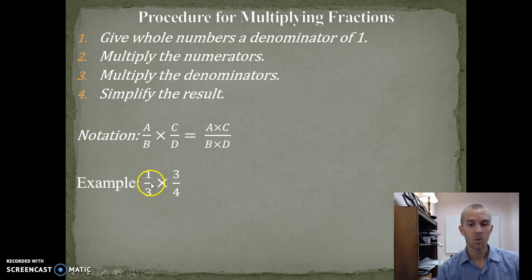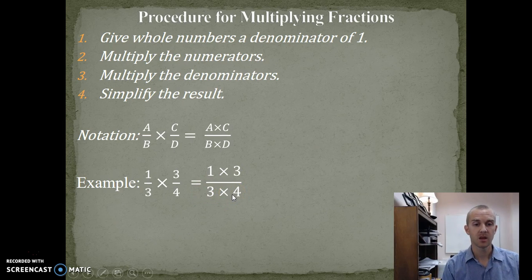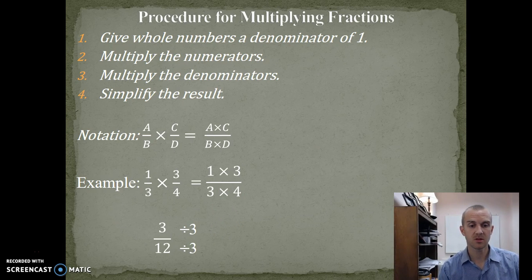For example, 1/3 times 3/4. We multiply our numerators, 1 times 3. Multiply our denominators, 3 times 4. We end up with 3/12. Then we want to simplify. We can divide both numbers by 3 and get simplified to 1/4. Now why does that work?